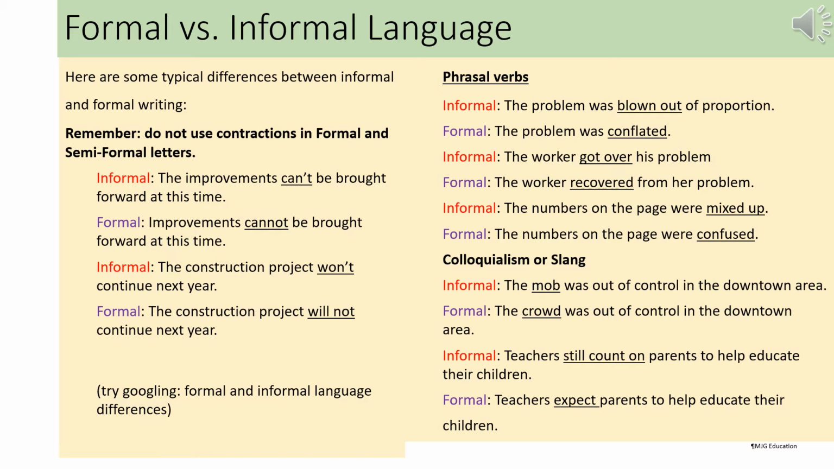Phrasal verbs is similar. Phrasal verbs, of course, are two-word verbs, generally two words. For an informal letter, if you said blown out, well, in a formal or semi-formal, you would have to come back and say conflated. Likewise, got over might be referred to as recovered, mixed up, as confused. Or again, with colloquialisms and slang, informal, if you used a word like the mob, you would have to change that using a semi-formal or a formal letter to crowd. And an informal letter where you use still count on, in a formal or semi-formal, you might use expect. So just be wary, whether you're writing a formal or semi-formal letter, you're going to use more formal language, and the informal letter, you can let it slide a little bit.